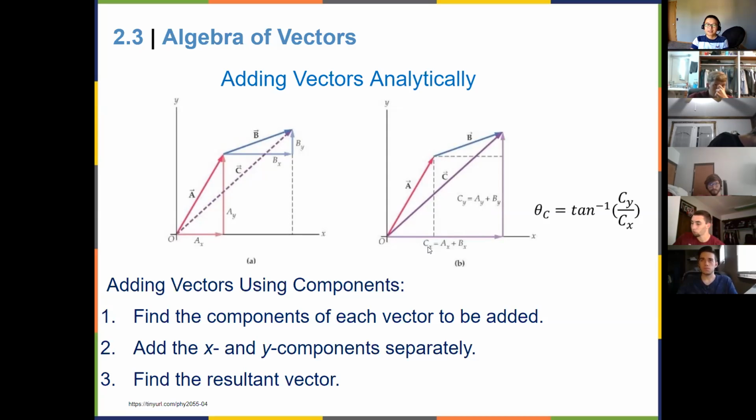Once the XY components for the resultant vector are determined, you can figure out its directional angle by taking the tangent inverse of the Y component of C divided by the X component of C, okay? And for the magnitude, it should be the same as before: X component squared plus Y component squared, and take the square root. In that case, you will have your resultant vector determined, because you will have the magnitude as well as the directional angle.